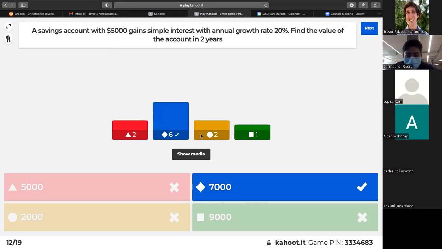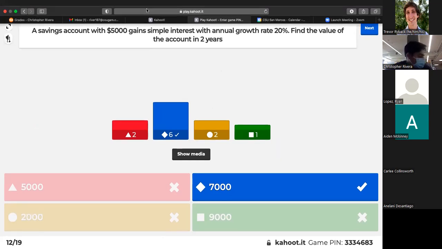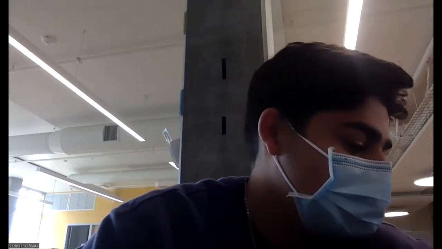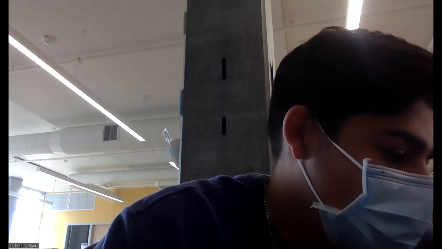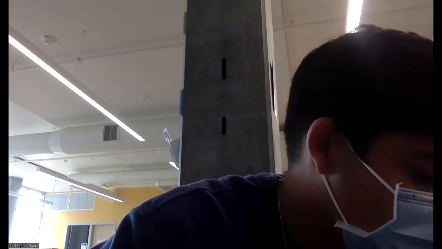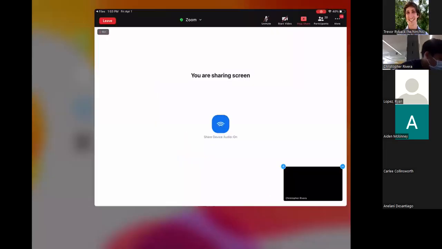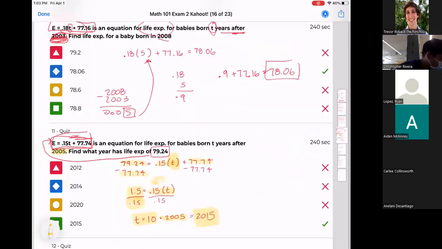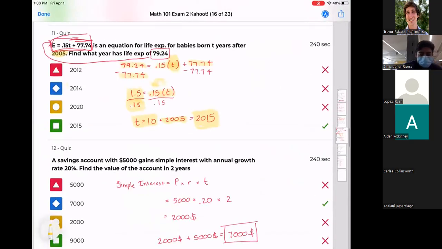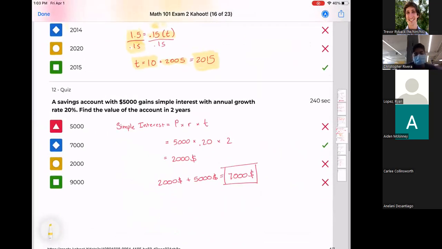Alrighty, looks like a majority of you guys got this one right. We're gonna go over it just so everyone has a good understanding. So from this problem, it's asking: the savings account with $5,000 gains simple interest with an annual growth rate of 20%. Find the value of the account in 2 years.